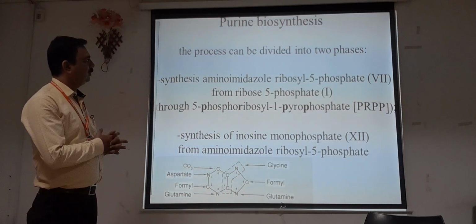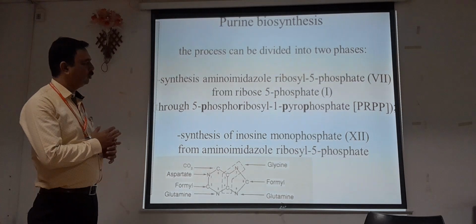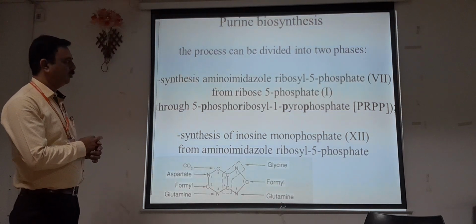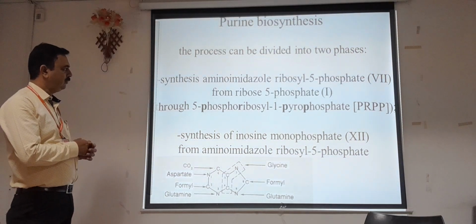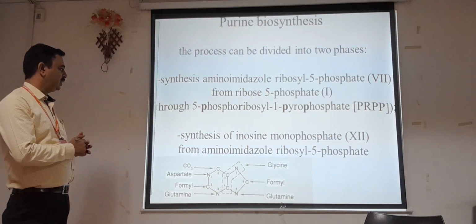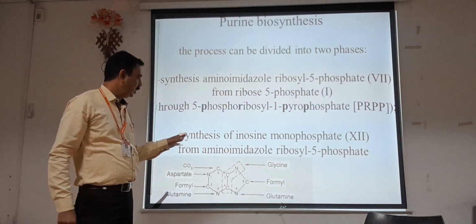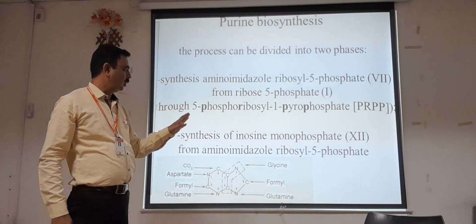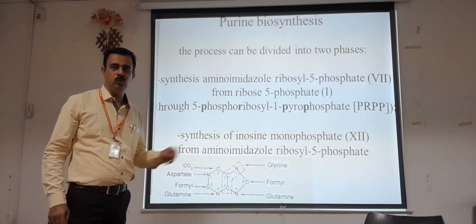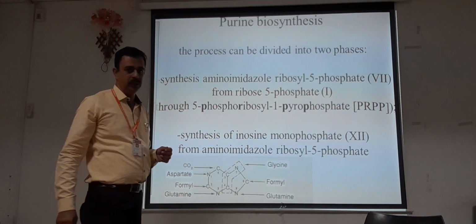So the process can be divided into two phases: synthesis of amino imidazole ribosyl 5-phosphate from ribose 5-phosphate through 5-phosphoribosyl 1-pyrophosphate (PRPP), and second, synthesis of inosine monophosphate from amino imidazole ribosyl 5-phosphate. So these are two points wherein we can directly work out in this particular fashion.